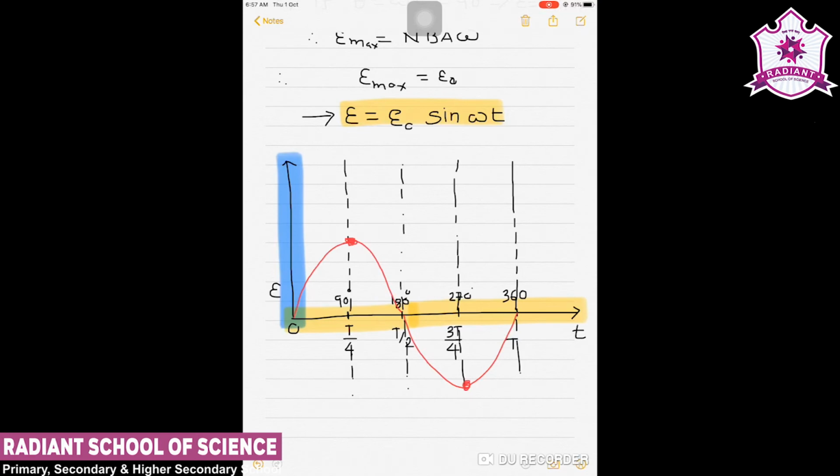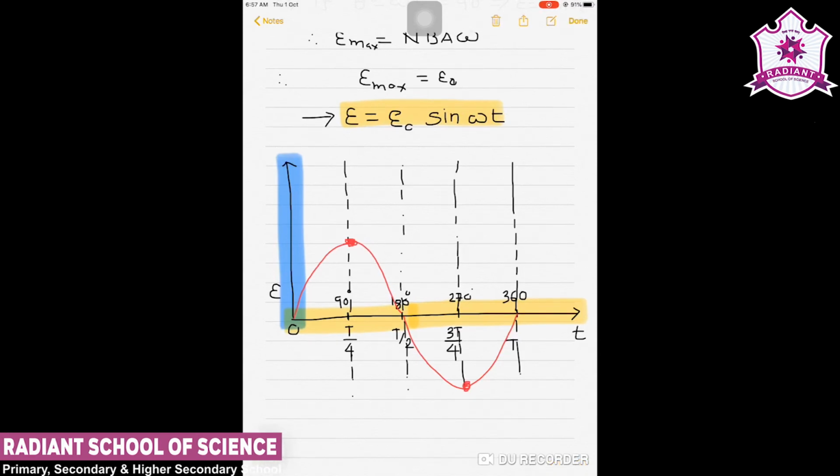Now we can say one more thing, that omega is equal to 2 pi f. Omega is also called angular frequency, and therefore in the above equation we can represent it as E is equal to E0 sin, in place of omega we can write 2 pi f t.